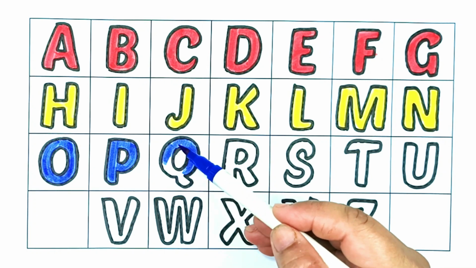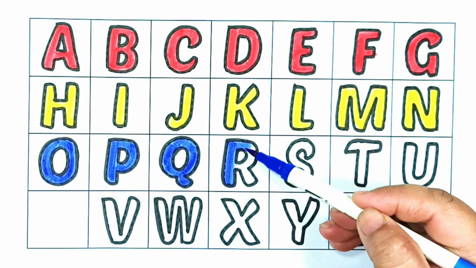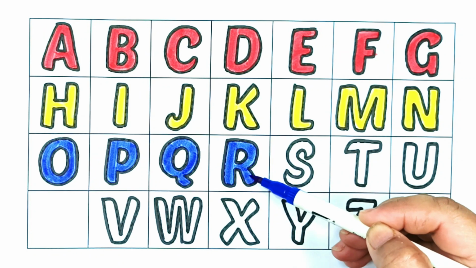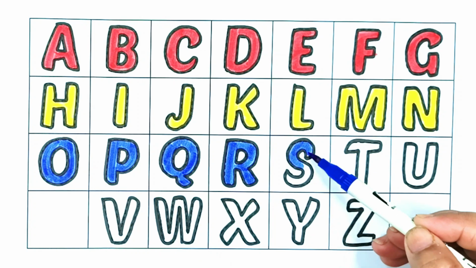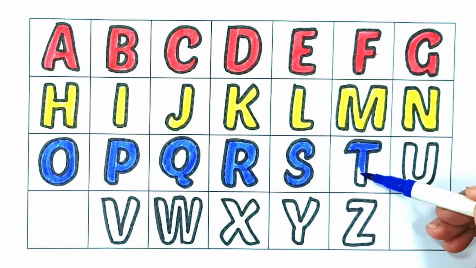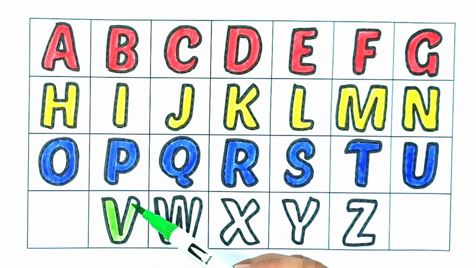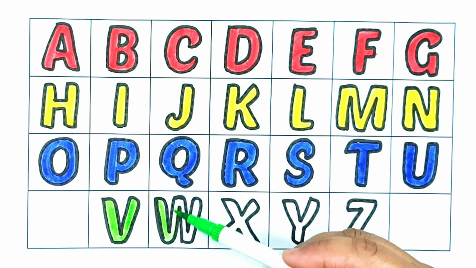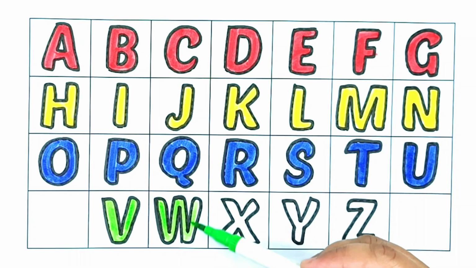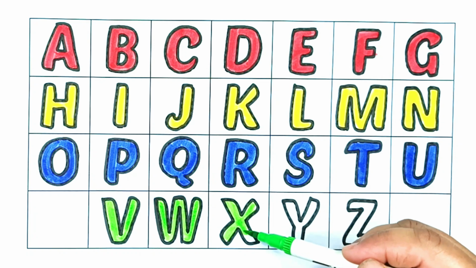Q for queen, R for ring, S for star, T for train, U for umbrella, V for van, W for watch, X for xylophone.